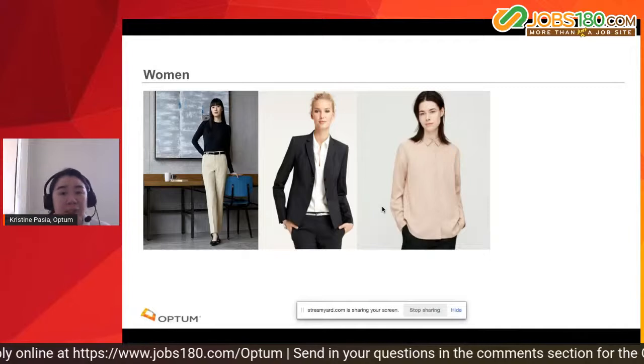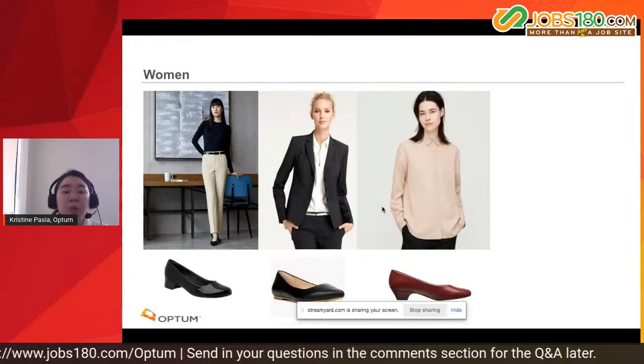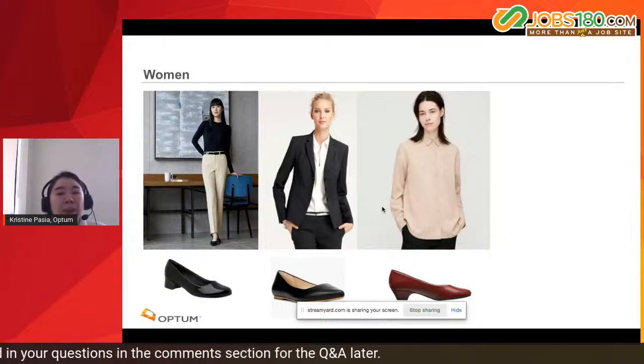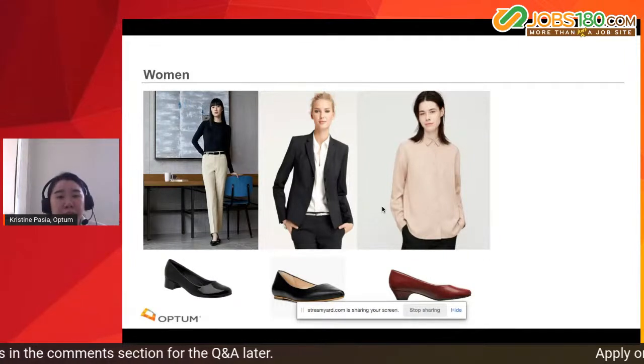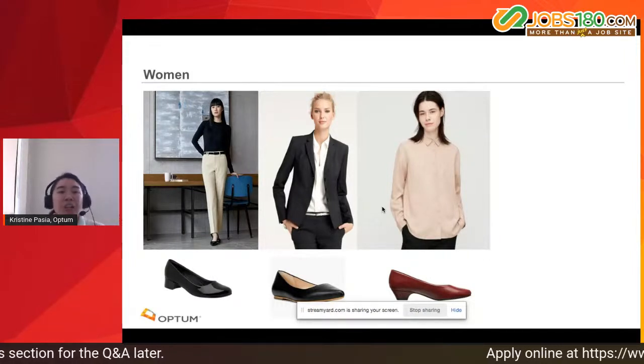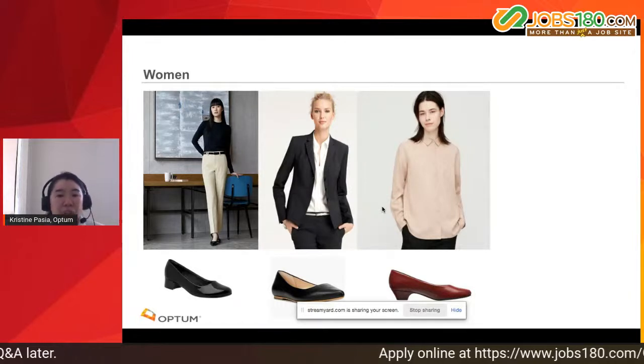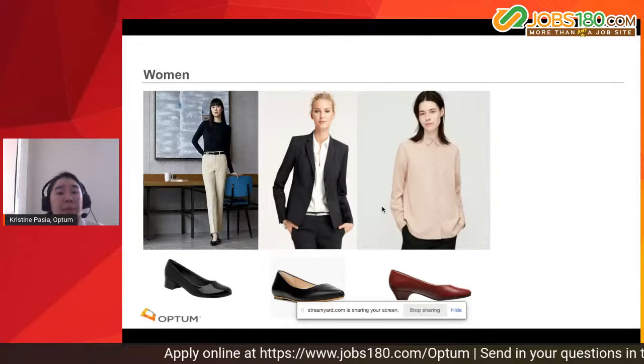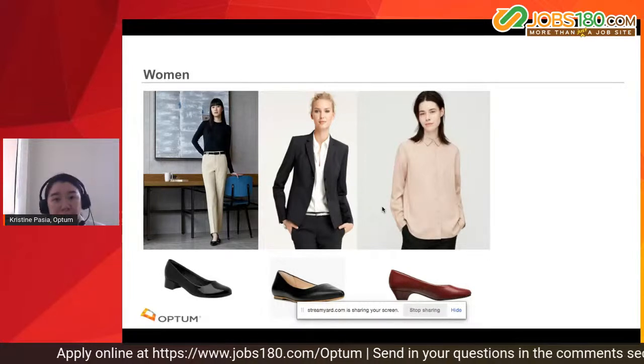So let me share with you a few examples of what you can wear during your virtual interviews or face-to-face interviews. These are just examples of what you can wear for the women in your virtual interviews. So again, it's very nice. It's a very clean look. So your colored polos are very important. Again, a blazer would always dress up an outfit.